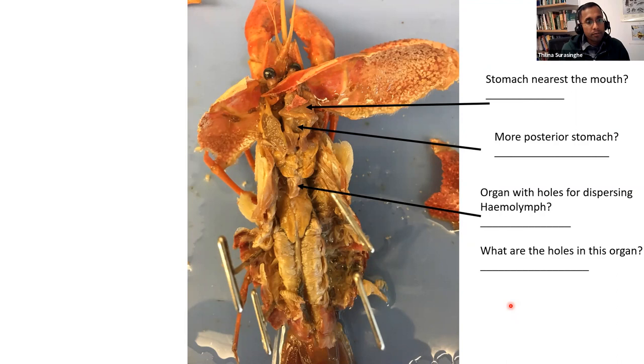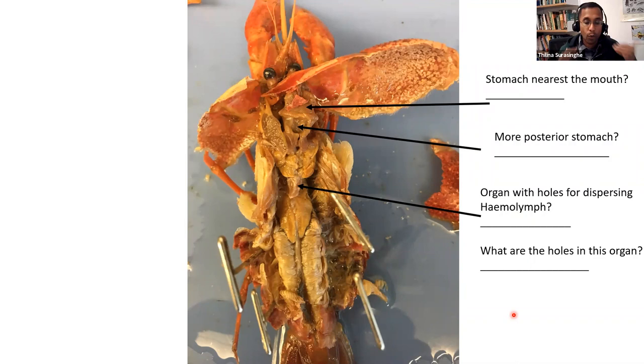And then of course, organs with holes for dispersing hemolymph into the hemocoel. What kind of an organ would pump hemolymph into the hemocoel? What kind of a thing would pump things anyways? Heart. That's the heart, right? I'm just pointing you towards some of the correct answers, right? And there are holes on this heart, because without holes, you cannot pump stuff from the rest of the circulation into the hemocoel, right?